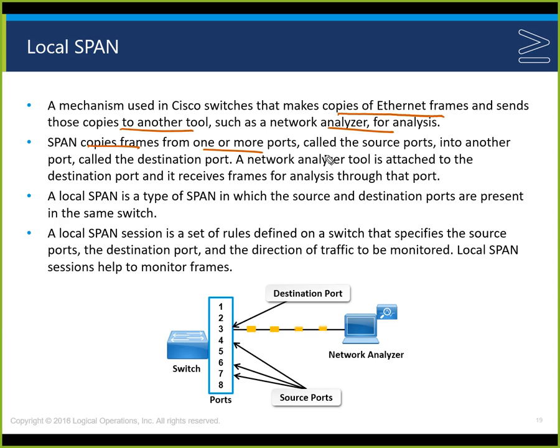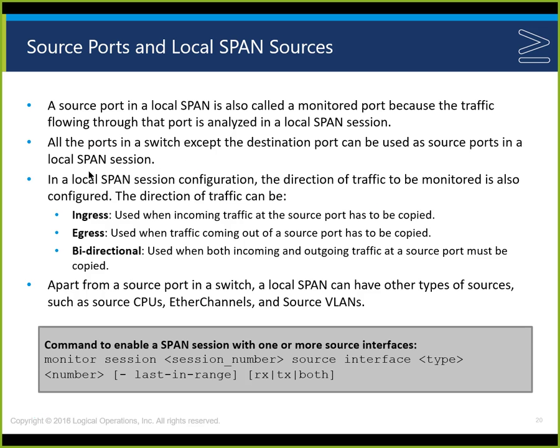SPAN copies frames from one or more ports, called the source ports, into another port called the destination port. A network analyzer attached to the destination port receives the frames for analysis. A local SPAN is a type of SPAN in which the source and destinations are present in the same switch. A set of rules defined on that switch specifies the source ports to be monitored in the local SPAN, and we just did that with the monitor session. So monitor session is the configuration command that's used to do these things.